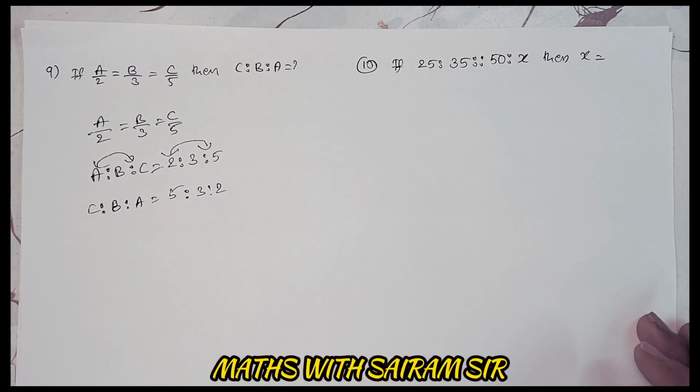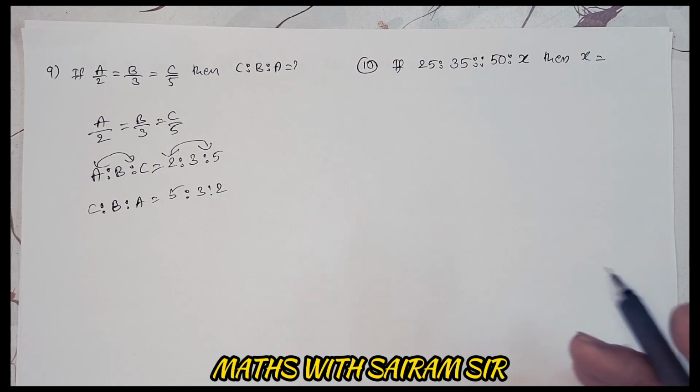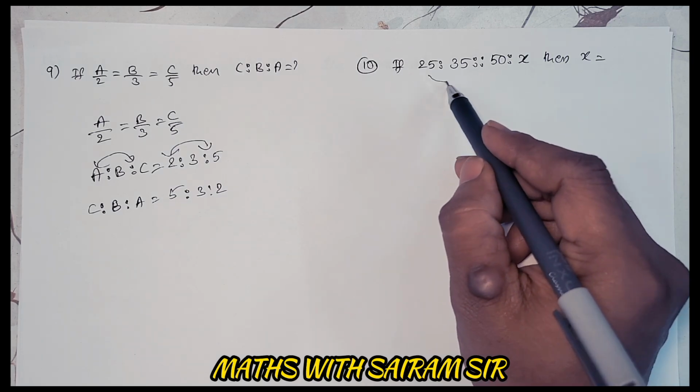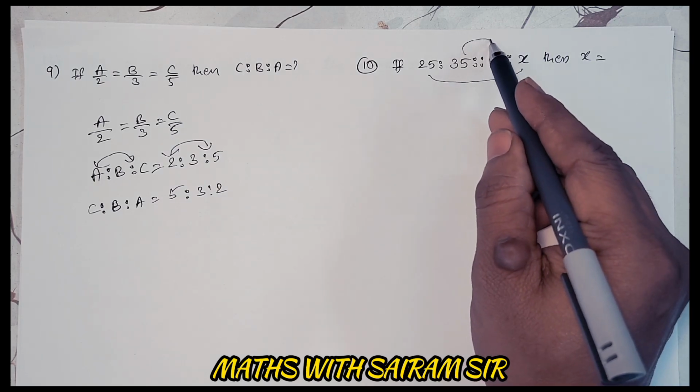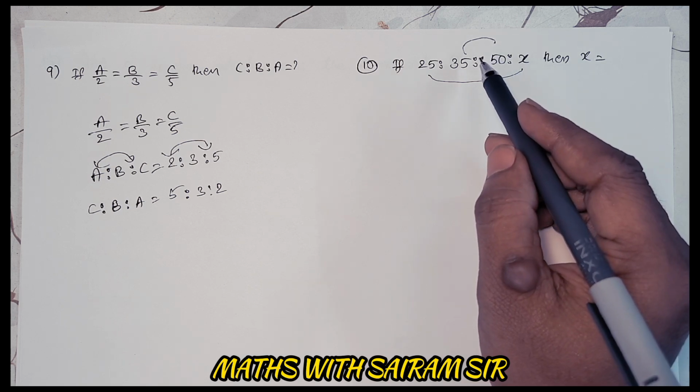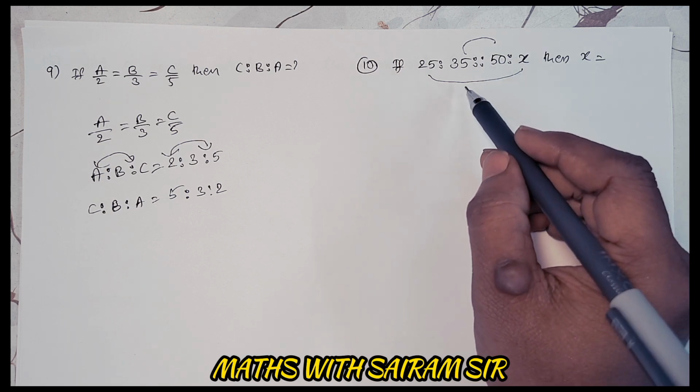Okay, now let us see the 10th one. If 25 is to 35 as 50 is to x, then we are asked to find x. Here this is a proportion. In this proportion, the last and first terms are called extremes, and the middle two terms are called means. So in a proportion we all know that the product of extremes is equal to the product of means.